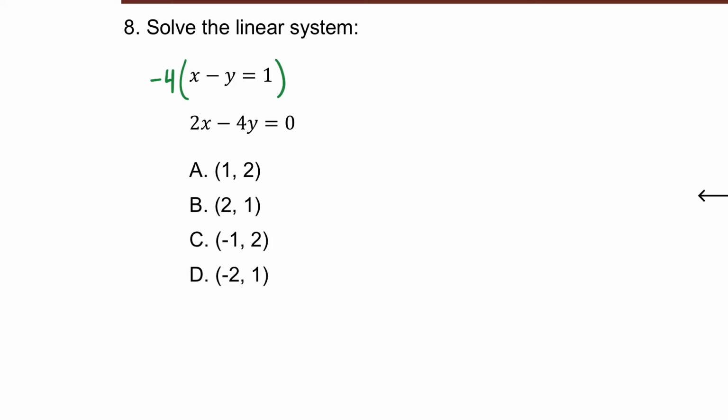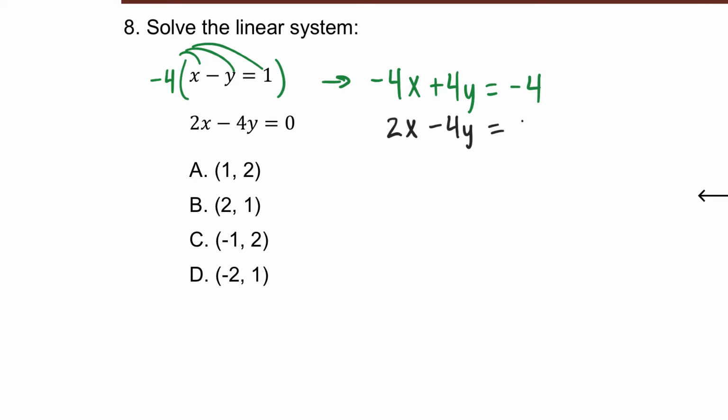So if you multiply this by negative 4, you're going to get positive 4y here, and then when you add it with negative 4y, they will get rid of each other. So if we multiply everything in here by negative 4, what would we get? We would get negative 4x plus 4y is equal to negative 4 times 1, which is negative 4. Okay, I'm just going to rewrite this second equation here. 2x minus 4y is equal to 0.